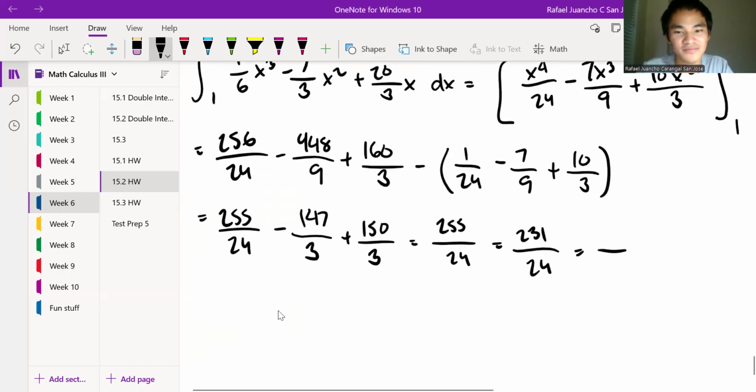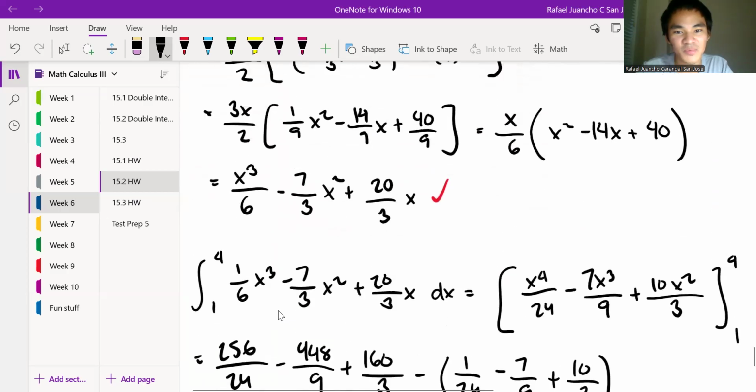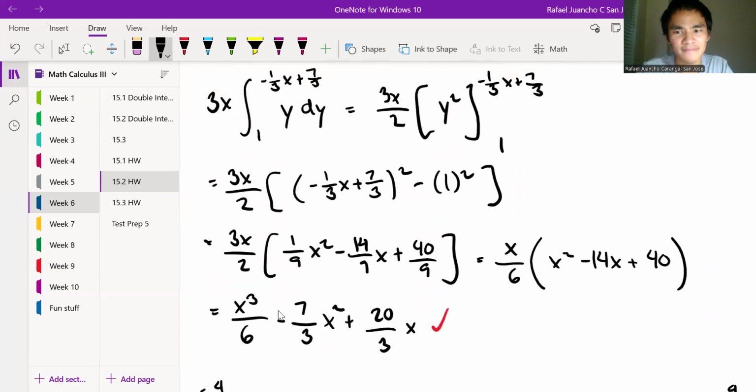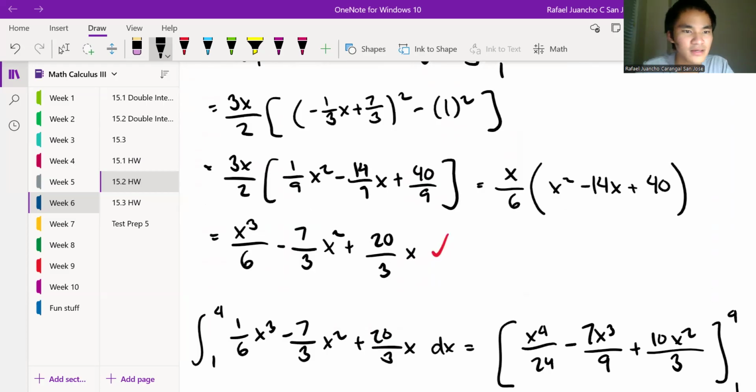Let's see. It's probably an off day. X cubed over 6 minus 14x. Okay, now here they factored it out.